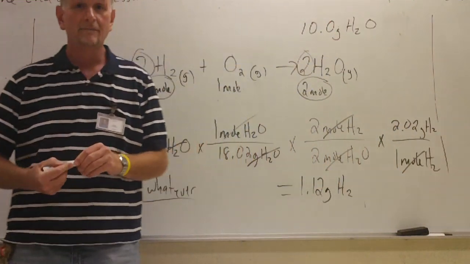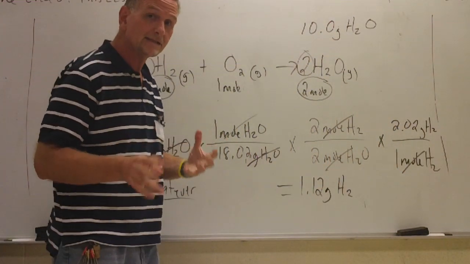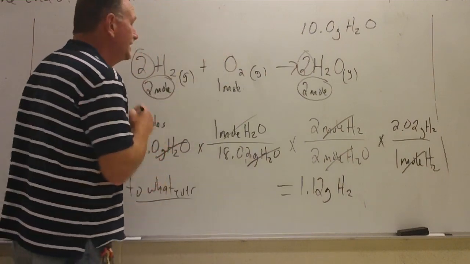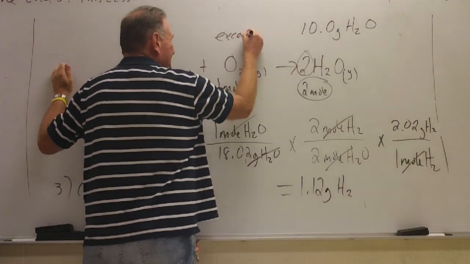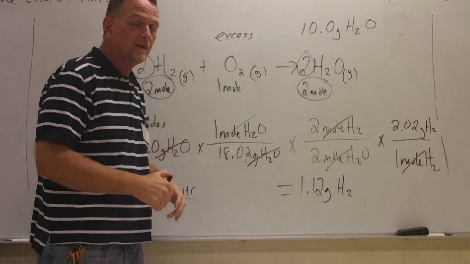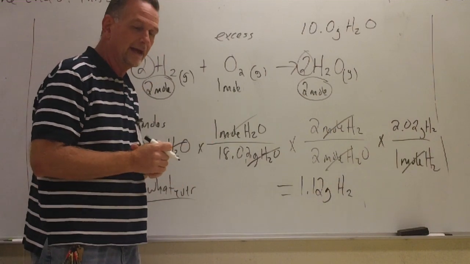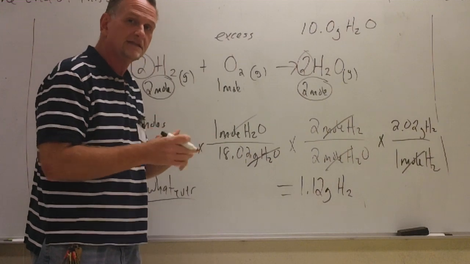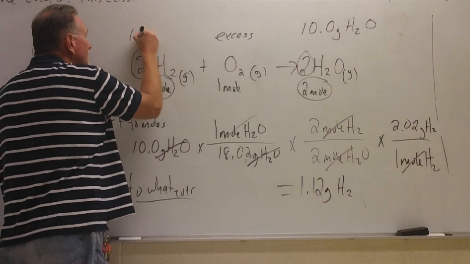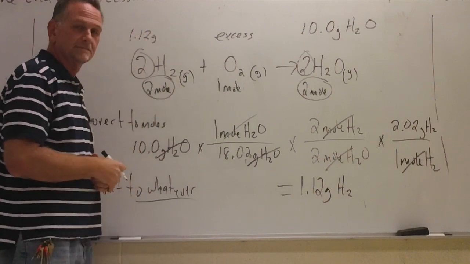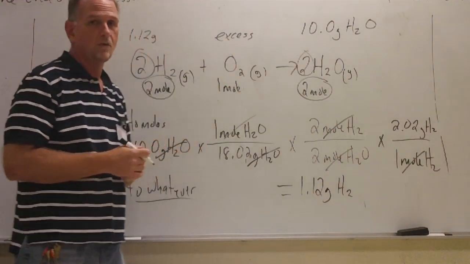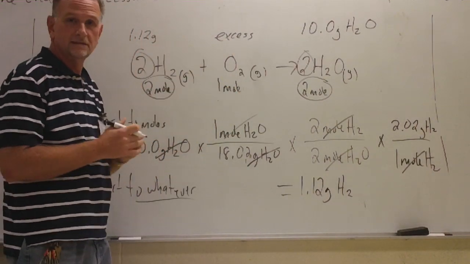Now, there's one thing that I did not mention to you. We are making an assumption when we do this kind of a problem. We're assuming that the hydrogen is in excess. In other words, we have an unlimited amount of hydrogen. I'm sorry, not hydrogen, oxygen. Sorry about that. We know that the amount of oxygen is never going to run out because there's more oxygen than we actually need. This is limited. We know we need this much hydrogen to produce that much water. The oxygen is in excess.